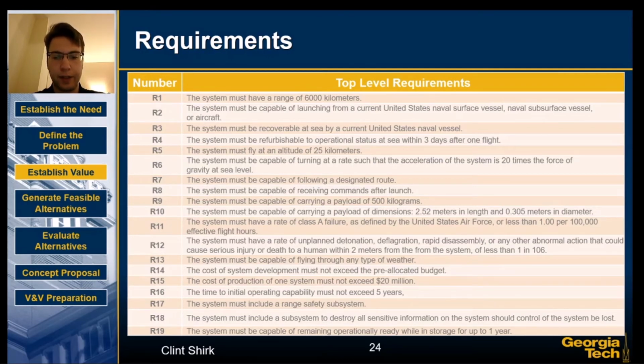Next, the system must be capable of flying through any weather type. We don't want to be limited to only perfect weather conditions. We want to be able to fly through storms and rain and things of that nature.